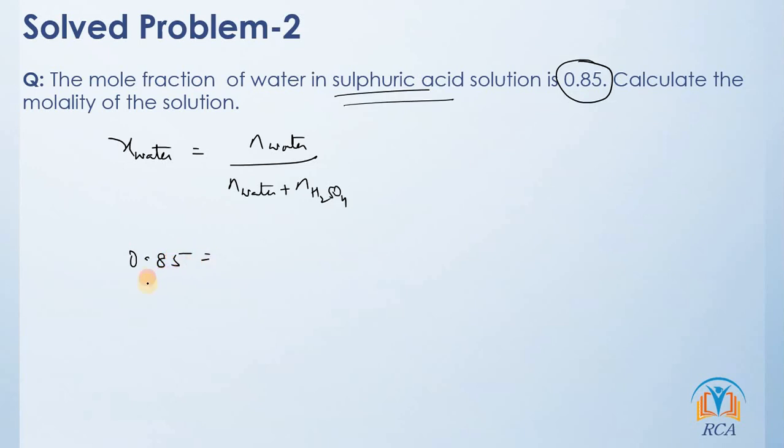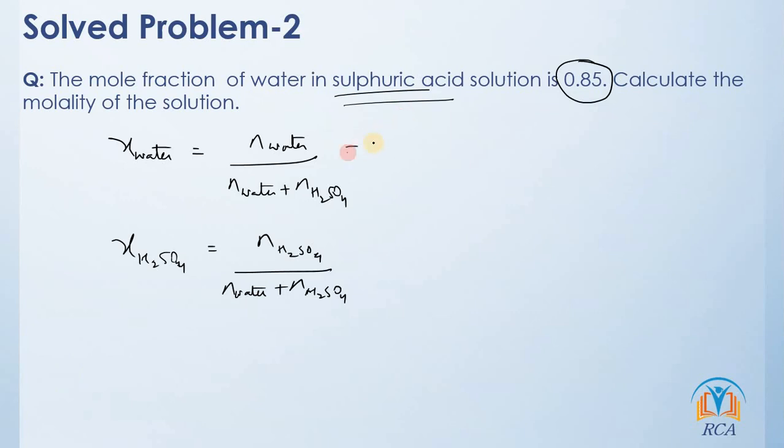So 0.85 should be equal to the number of moles of this particular part, right? Let's find out the number of moles of sulfuric acid as well, and then we'll try and find out the relation. So H2SO4, that will be equal to the number of moles of sulfuric acid with respect to the number of moles of water plus the number of moles of sulfuric acid. Do we all understand this thing? I have just put up the formula for number of moles to find out the mole fraction of water and mole fraction of sulfuric acid.